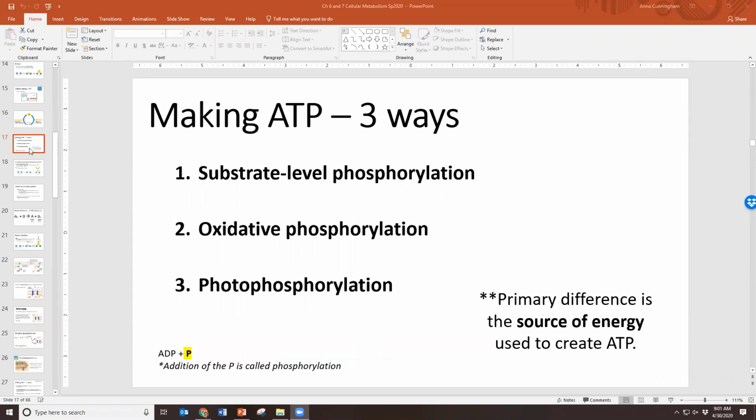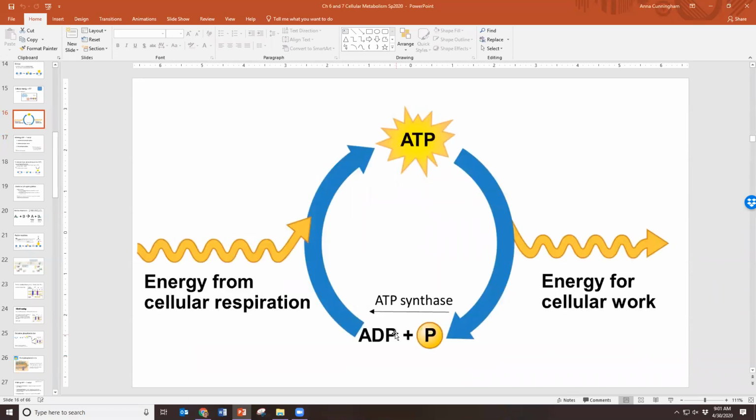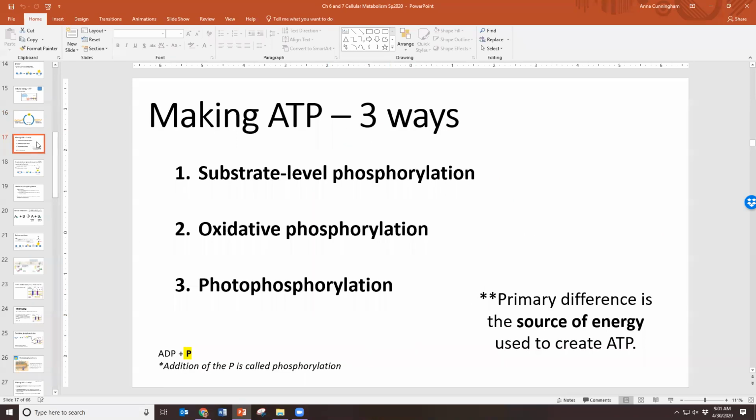So on Tuesday, we were talking about how to make ATP, a pretty important thing for the cell. Whenever we talk about ATP, we refer to it as phosphorylation, because we're adding a phosphate group to ADP, so we're phosphorylating ADP to create ATP. So when we say we have 3 different ways to make ATP, they're just 3 methods of phosphorylation.